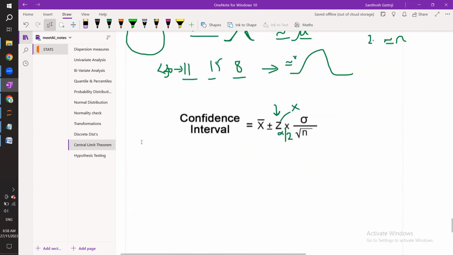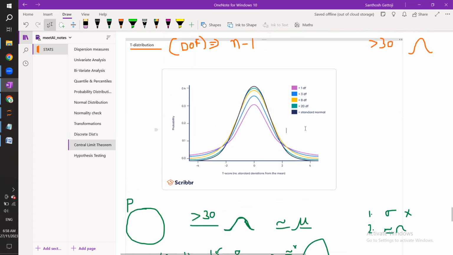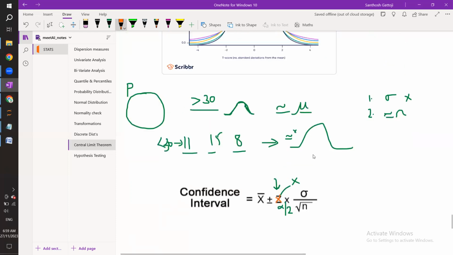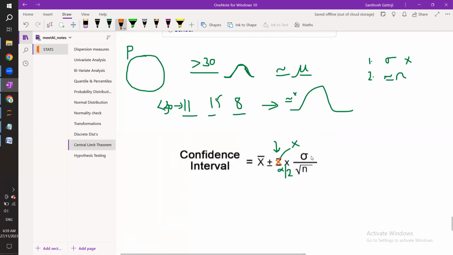Okay, fine. So now, considering this t-distribution, we need to solve 2 problems over here. One is this one: you don't have this row. And the second thing is this z is not available now, because it's not a perfect normal distribution. So z is not available. So what happens is, if you don't have this row, that means population, what is the next possible option?